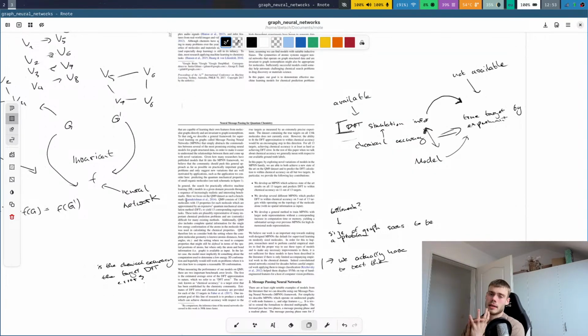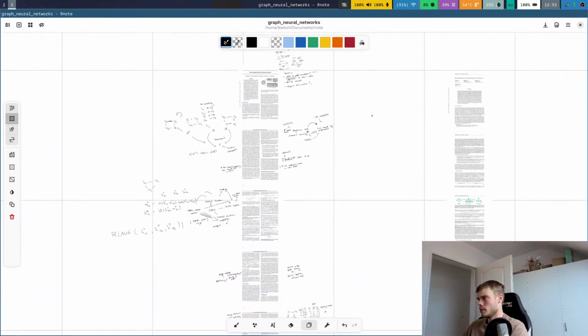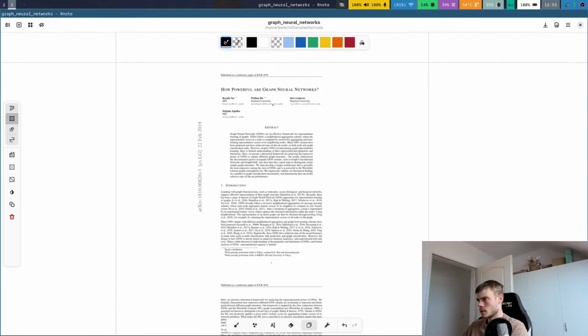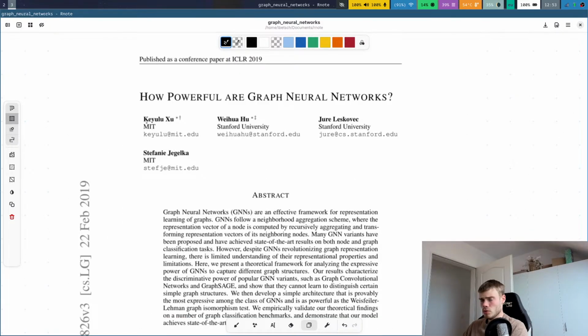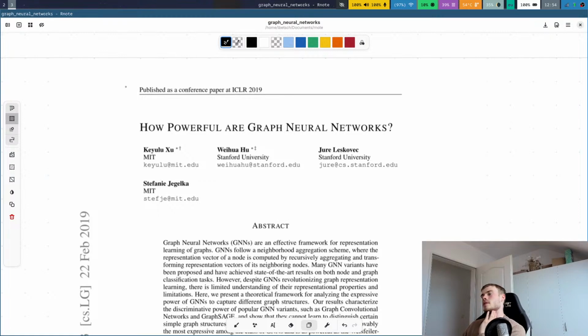So I would say some of the more relevant subsequent work in the realm of graph neural networks is the paper published by Xu, I don't know who, Leskovec, and Stefanie Jegelka. I don't know, Stefanie, probably, right? From MIT and Stanford. And this was published at ICLR in 2019.